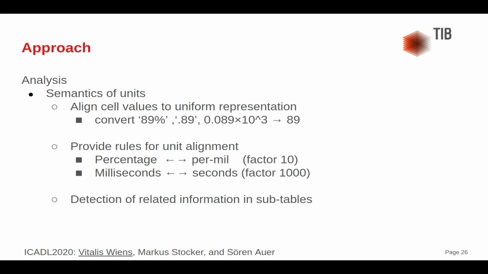Furthermore, these semantics allow us to define rules in order to align compatible units. For example, converting milliseconds to seconds. Using the semantics and the rules, we can detect information of related columns. For example, merging subtables for compatible units such as seconds and milliseconds.